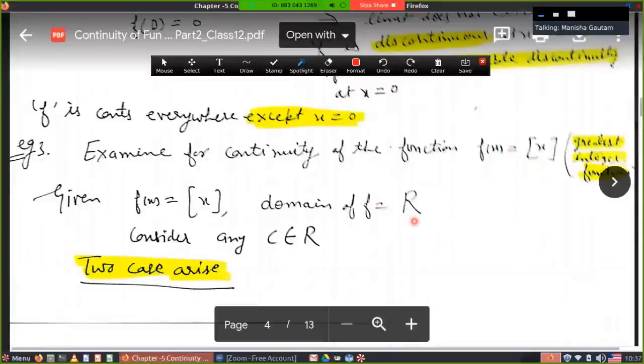I'm talking about the domain of the function and the domain of continuity. These are two different things. Domain of the function means the values for which the function is defined, and the values for which the function is continuous are the domain of the continuity. Now here two cases will be there, in the case of the greatest integer function.